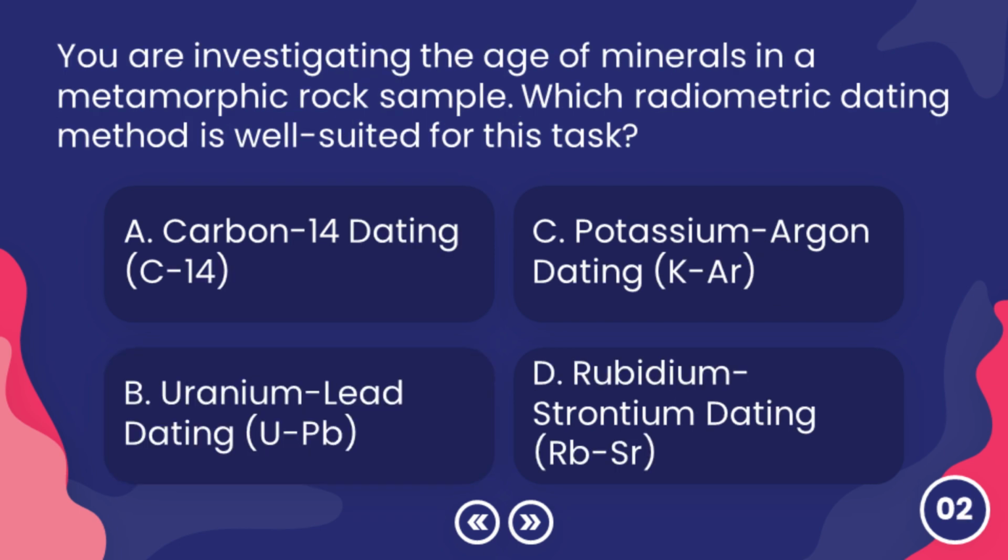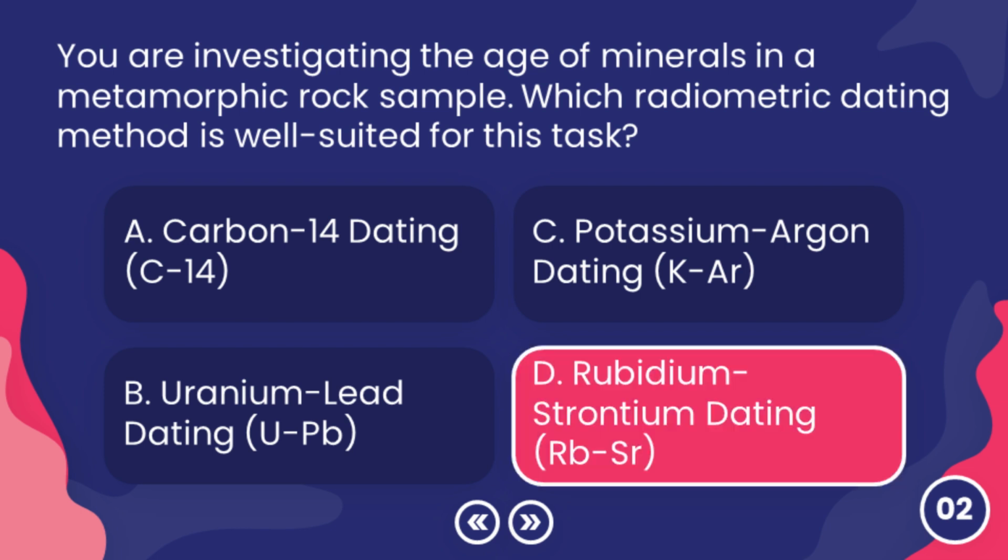Question number 2. You are investigating the age of minerals in a metamorphic rock sample. Which radiometric dating method is well suited for this task? A. Carbon-14 dating, B. Uranium-lead dating, C. Potassium-argon dating, or letter D. Rubidium-strontium dating. What is your answer? Well done! You nailed it! The correct answer is letter D. Rubidium-strontium dating.